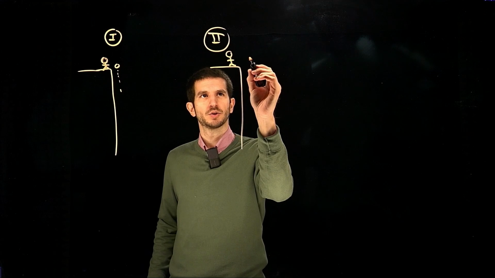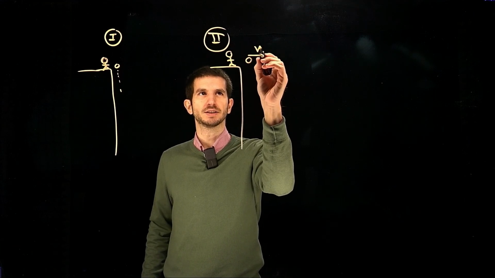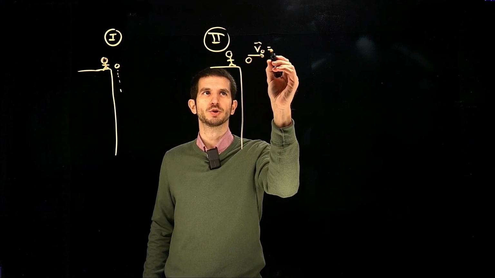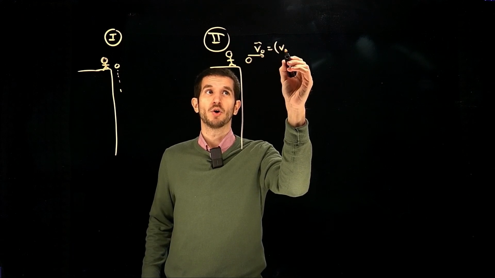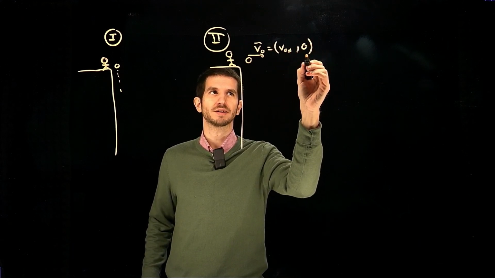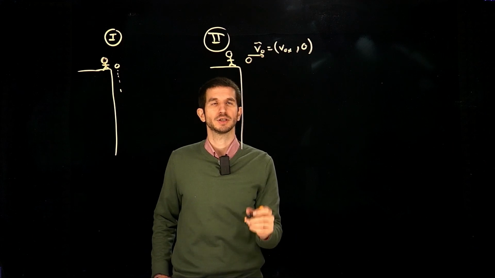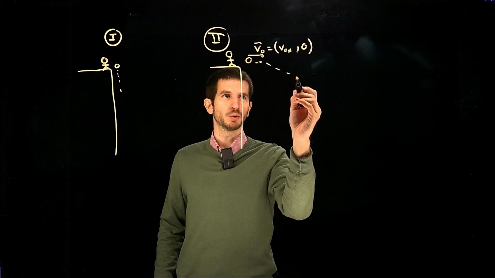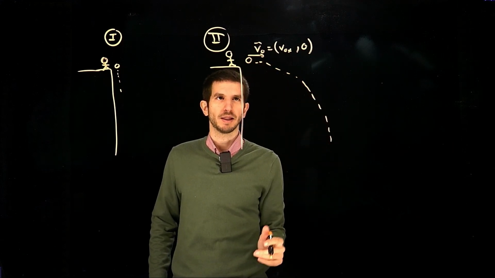And I just want to emphasize the fact that this is a horizontal velocity, so this vector is only going to have a horizontal component. So there's no vertical component of that initial velocity. And so what we expect, of course, the ball to do is just to fall somehow like this, right?